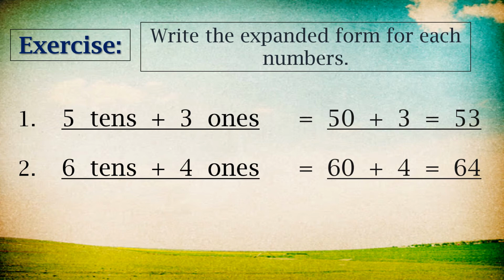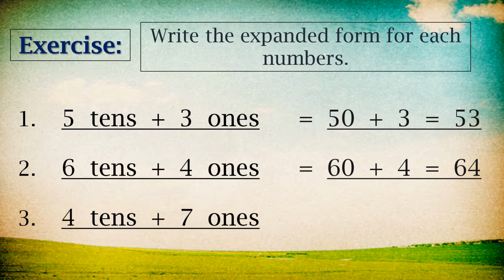All right, next, let's proceed to number 3. 4 tens plus 7 ones. 4 tens. So we are going to count 4 tens. 10 plus 10 plus 10 plus 10 is equal to 40. And 7 ones, so 40 plus 7 is equal to 47. Did you get it, kids? 47. It's very easy. I know you can do it, kids. Are you ready for the next one? Okay.